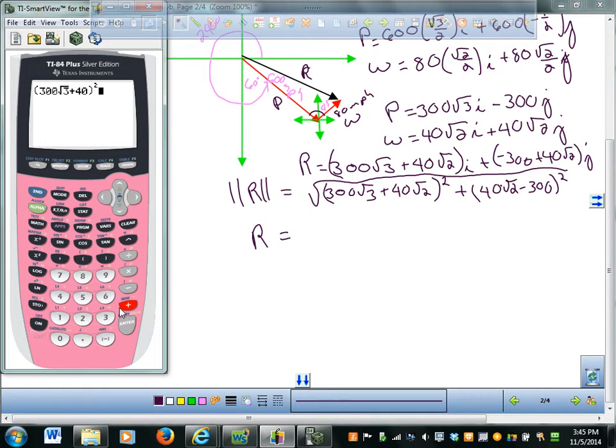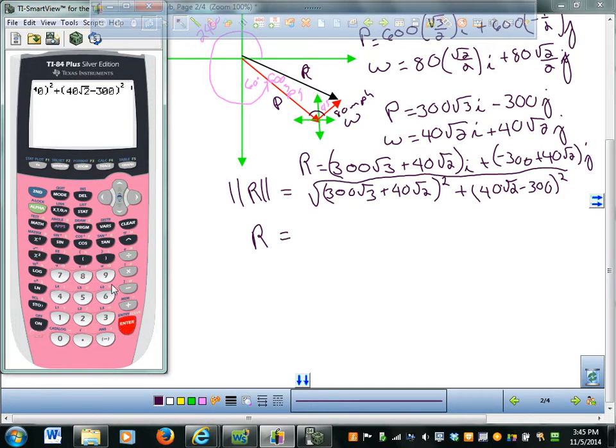plus 40, got to use parentheses again, plus 40 second square root of 2, arrow over, so I'm out of the square root box, minus 300. And I close the parentheses. I'm going to square it. I'm going to add those two things together.